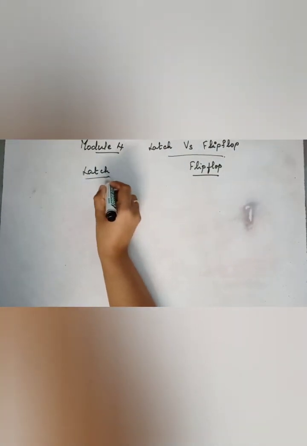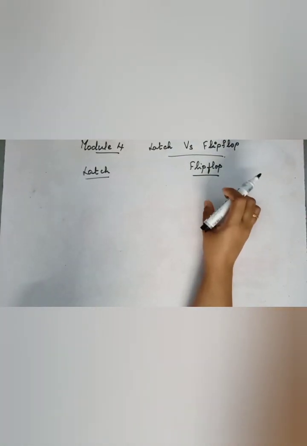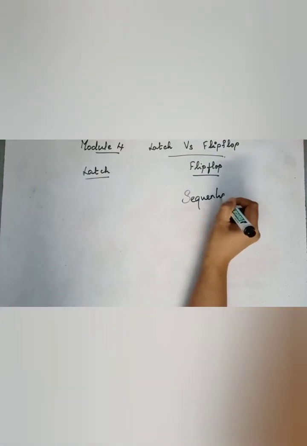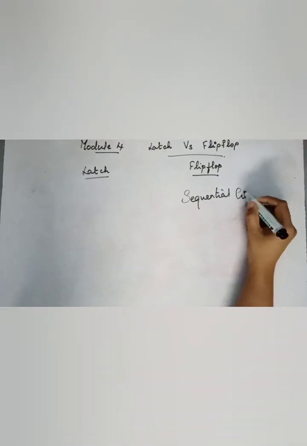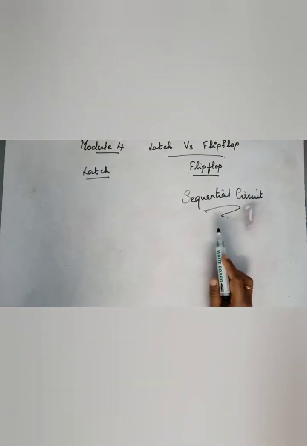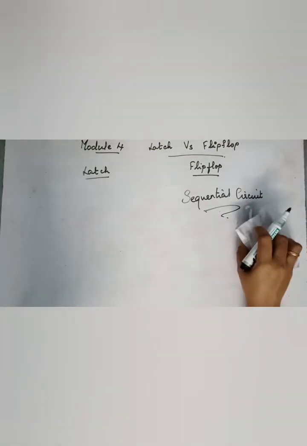So latch or the flip-flop is the basic building block of a sequential circuit. Sequential circuit is the module name. So in order to study sequential circuits, we should know about the basic building blocks of sequential circuits, which is the flip-flop. When we talk about the flip-flop, first we have to go for the very basic circuit, which is the latch.